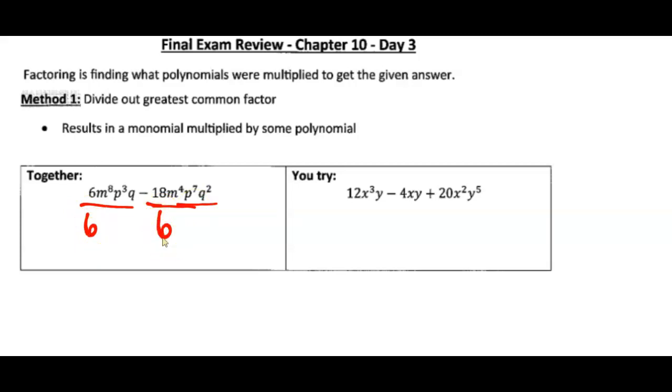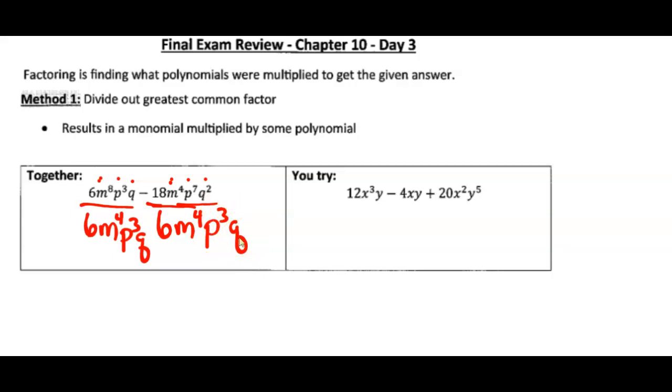Now what about my m's? There's 8 m's in here and 4 m's in here. I can't divide these 4 m's by 8 because I'll have leftovers. But I can divide these 8 m's by 4. So I'm going to take out 4 m's. And what about p's? Well, I have 3 p's here and 7 here. So I'm going to take out 3. And then what about q's? I have 1 q here and 2 q's here. So I'm going to take out 1 q. So out of both of these terms, I'm going to take out a 6m to the 4th p cubed q.